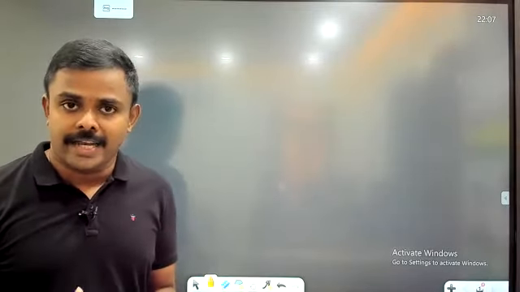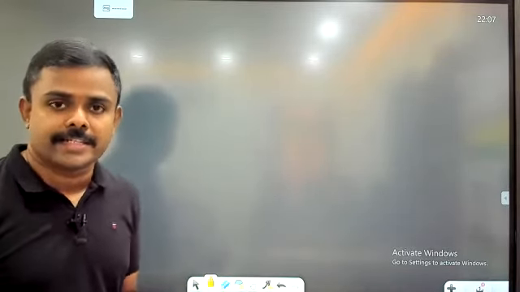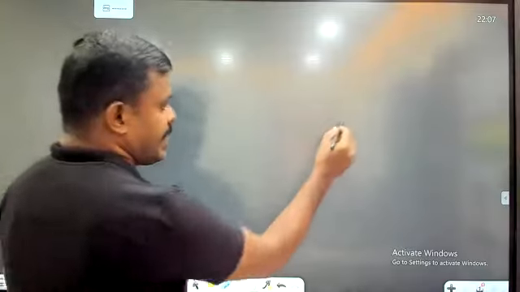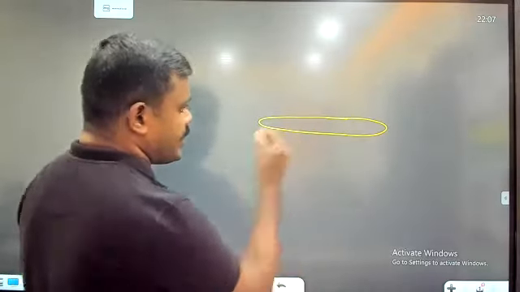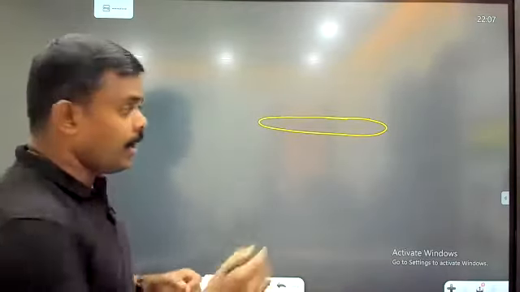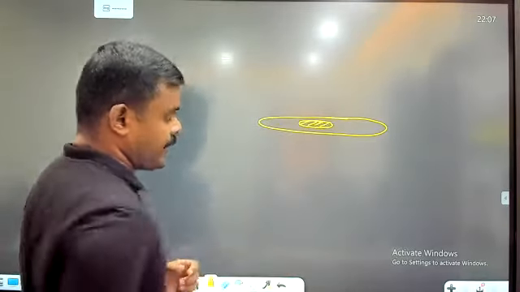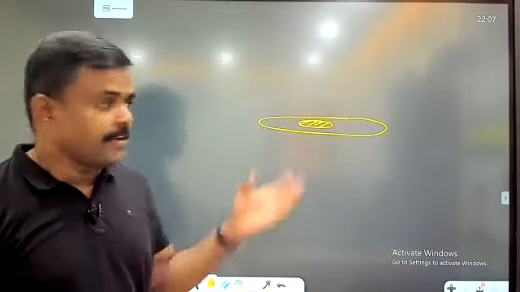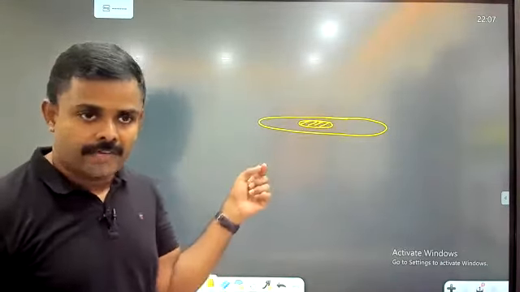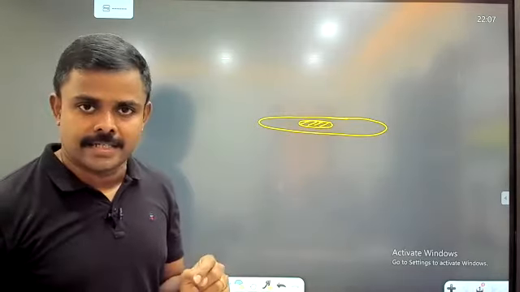What is meant by electric flux? See this? I have an area here. This is an area. All right. On the area, we consider a small area of cross-section like this. So we have taken a large sheet over which a small area is considered.